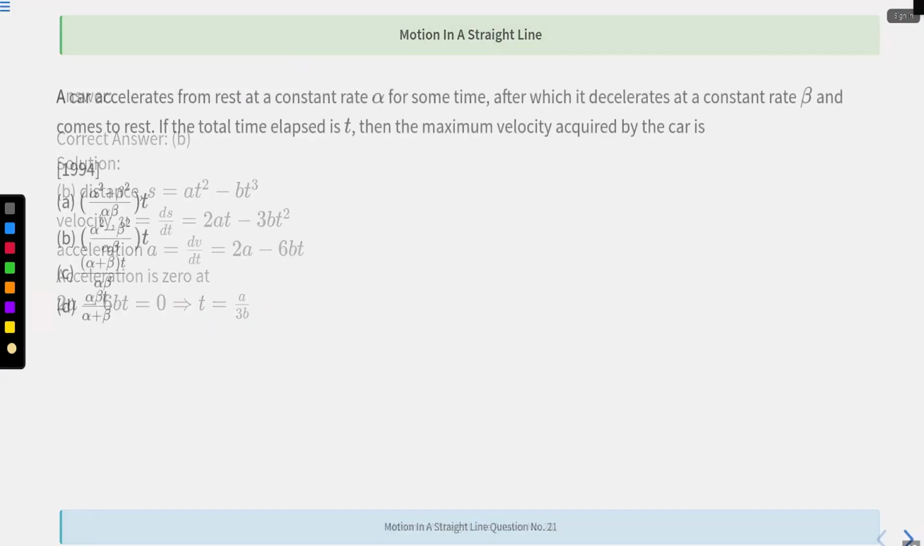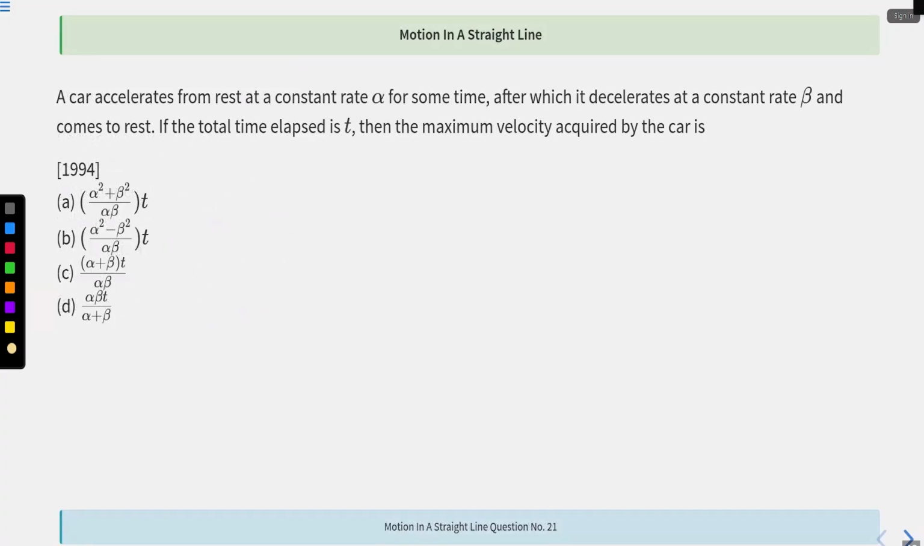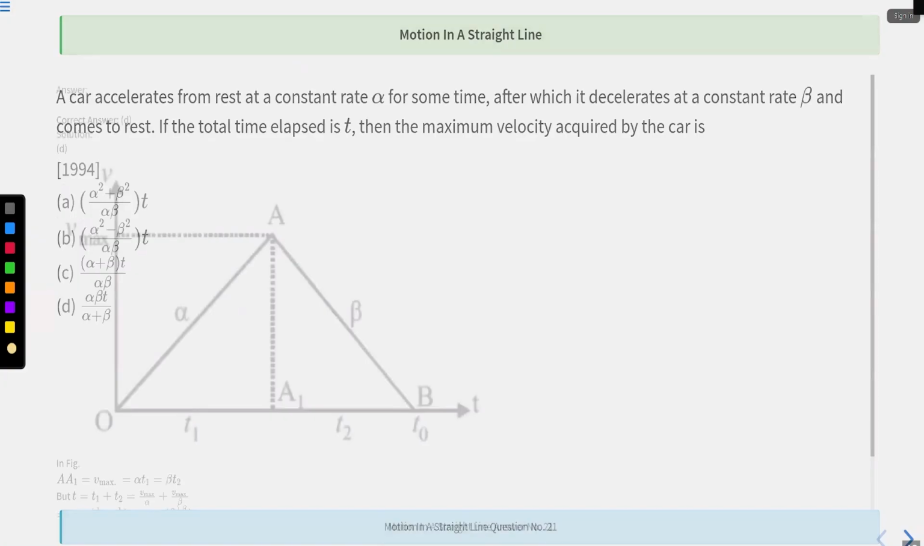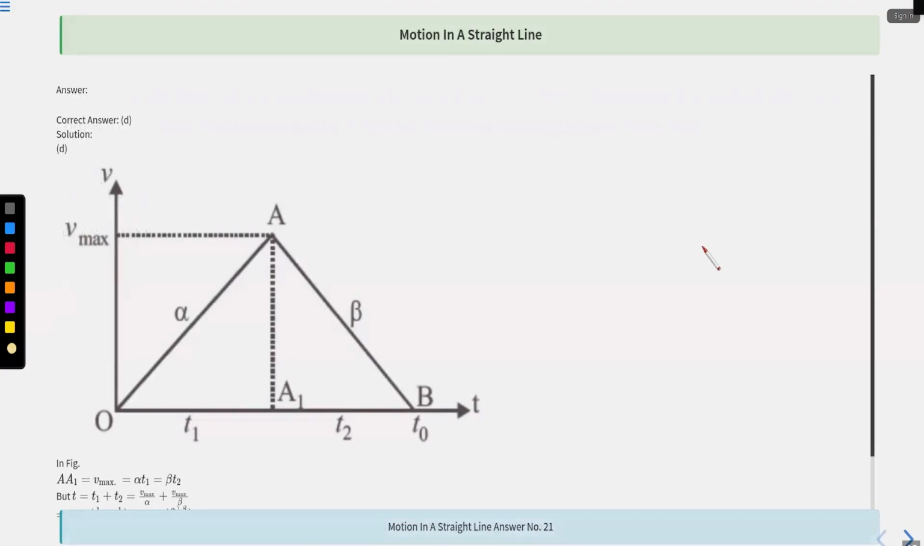Fine. Next question. A car accelerates from rest at a constant rate alpha for some time, after which it decelerates at a constant rate beta and comes to rest. If the total time elapsed is t, then the maximum velocity acquired by this car. Similar question, right? So you have to calculate the area basically over here, this area, and then calculate this area. You'll be getting your answer.